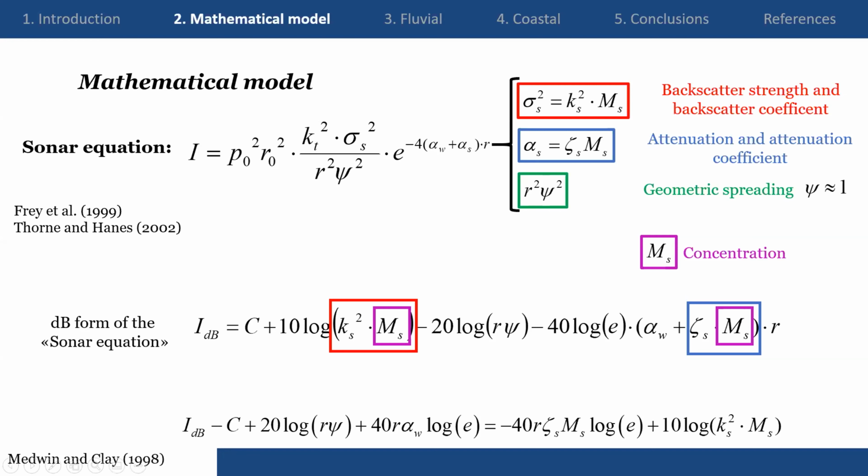The mathematical model is based on the sonar equation, where we can identify the different terms that are important to us, namely the backscatter strength, which depends on the backscatter coefficient, and the attenuation, which we relate with the sediment mass through the attenuation coefficient. Since we are talking about sound, dB is the common unit. So if we write the sonar equation in dBs, we have this equation here, where we can find the terms already indicated. This is just mathematical processing. There is not much new in it.